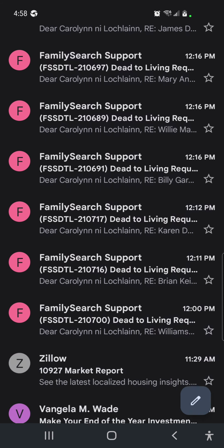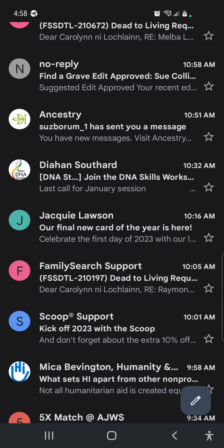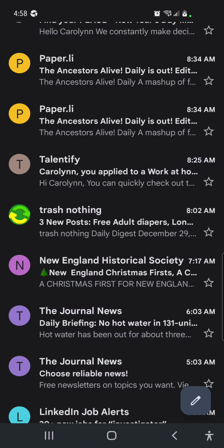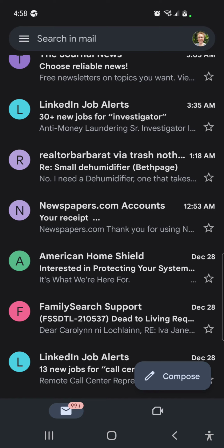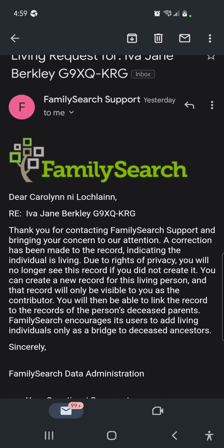So look at this. Here are a couple more. There's another. Holy cats. There's another one. So let me show you what it looks like. They give each one a case number. And of course they show the person's name and their FSID, but they also give FSSDTL dash and then a number. That's the case number. So it's a boilerplate, and all they say is, thank you for contacting us.